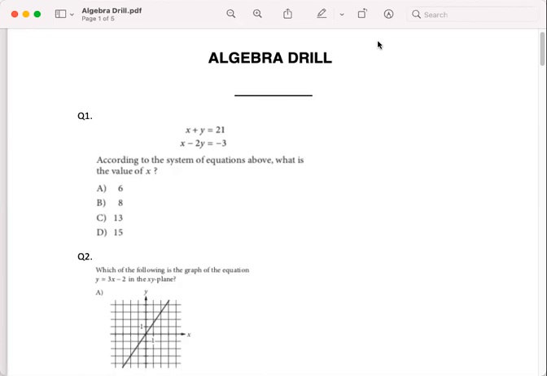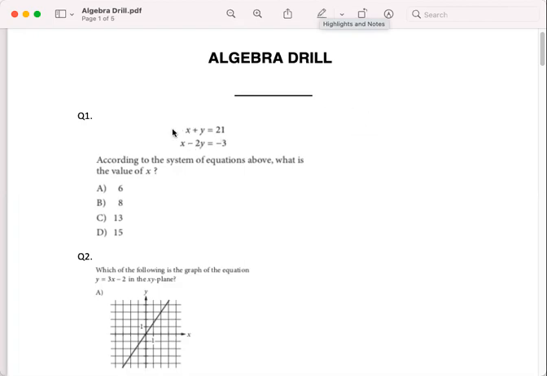So let's begin. Question 1. This is a pair of simultaneous equations. X plus y is 21 and x minus 2y is negative 3. According to the system of equations above, what is the value of x?